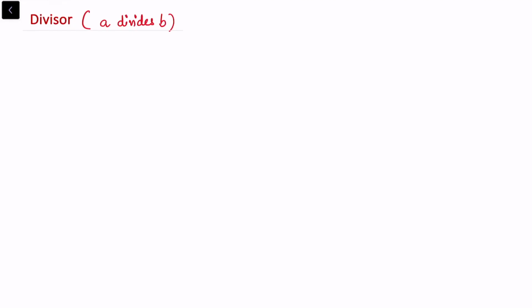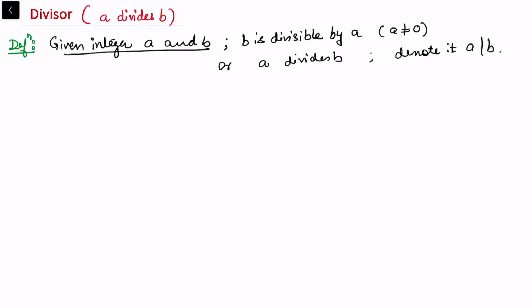In this video, we'll be talking about divisors and their basic properties. We consider two integers a and b, and we say b is divisible by a, where a is not equal to 0, or a divides b. We denote it by a | b. So this is the notation that we use.